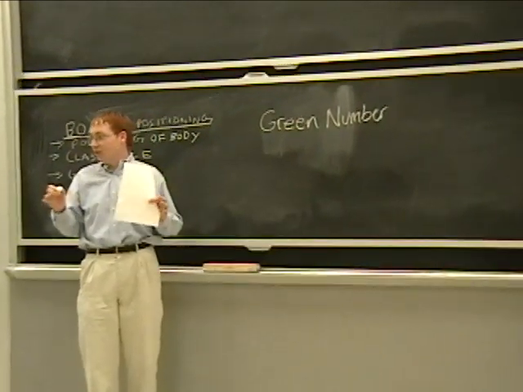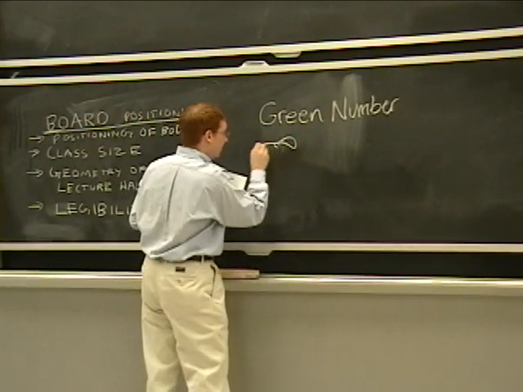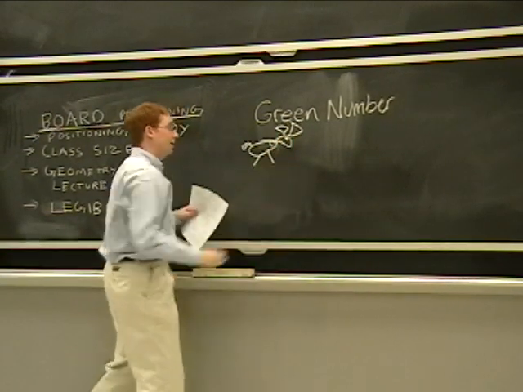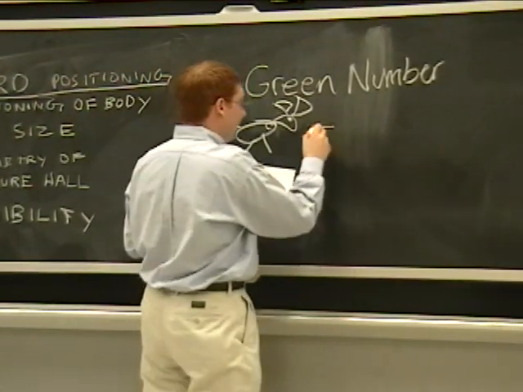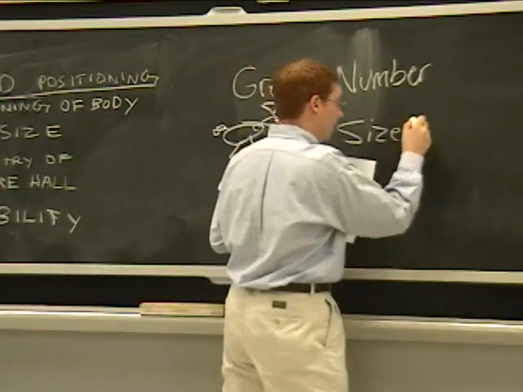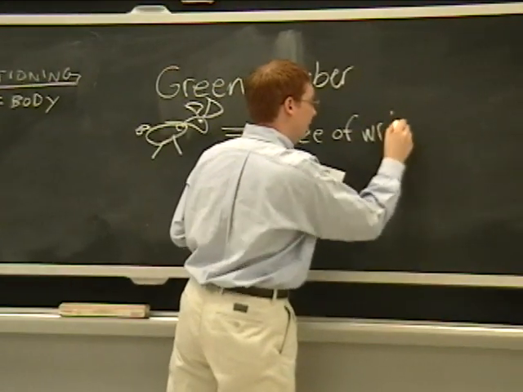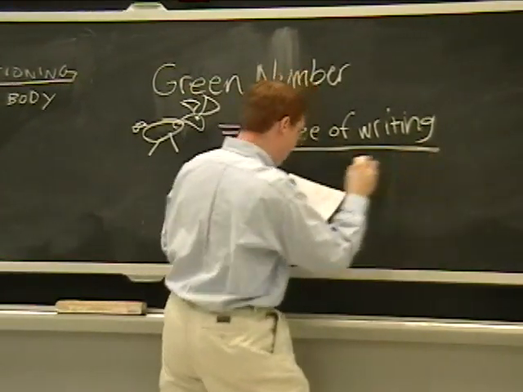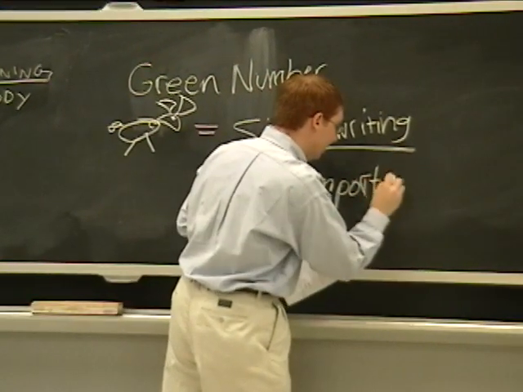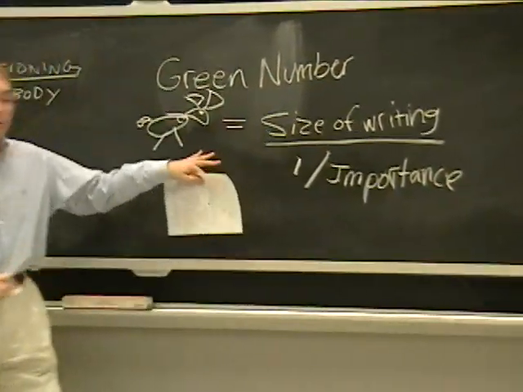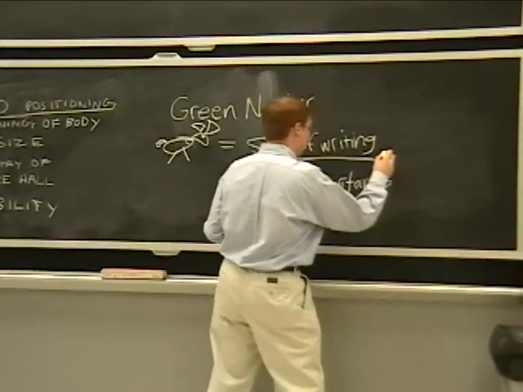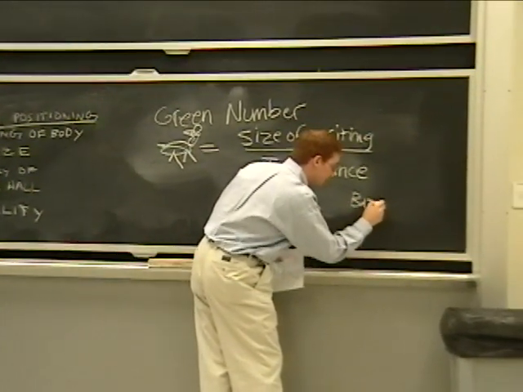And the Green number has a very special symbol. It looks like this. And it's represented as the size of your writing scales as 1 divided by the importance of the information that's being shared. For instance, the Green number is not of particular importance to anyone outside of MIT, so I'm writing this fairly large. We also have another dimensionless coefficient that we like to use.